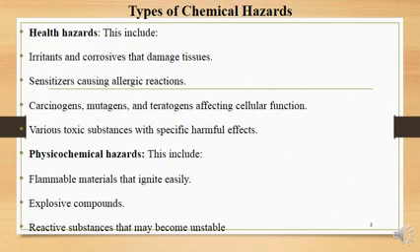So types of chemical hazard. We have the health hazards. This includes irritants and corrosives that damage tissues, sensitizers causing allergic reactions. We have carcinogens, mutagens and teratogens affecting cellular functions, and various toxic substances with specific harmful effects. Physicochemical hazards include flammable materials that ignite easily, explosive compounds, and reactive substances that may become unstable.